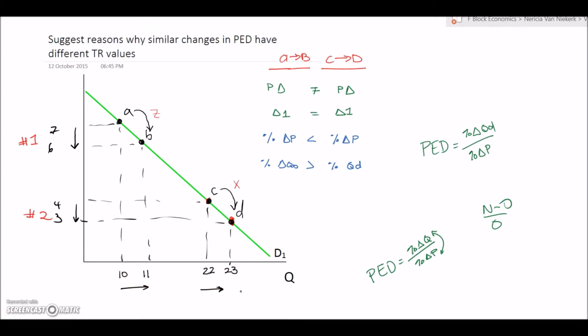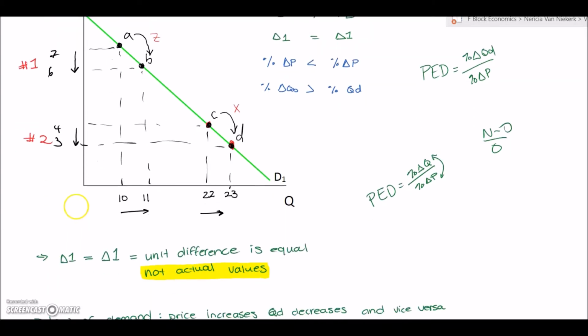When comparing these two changes, A to B and C to D, we can see the actual values of price change are not equal. But because each value on this graph is decreasing or increasing by 1, the unit difference is equal. We can also see the percent change in price from A to B is smaller than the percent change in price from C to D. We can also see the percent change in demand from A to B is bigger than the percent change in demand from C to D in this graph.